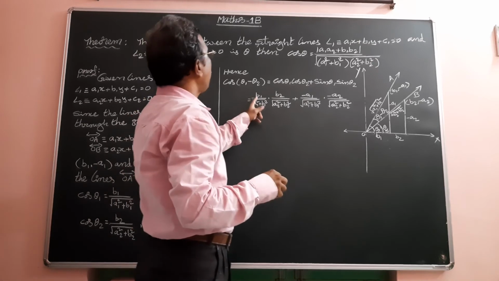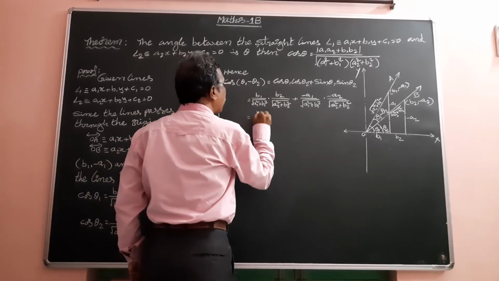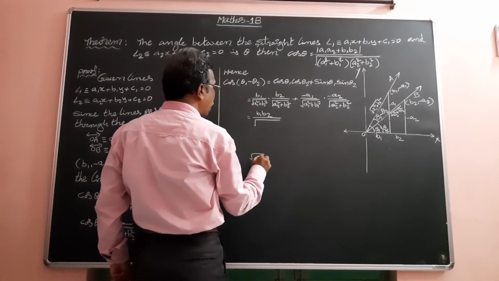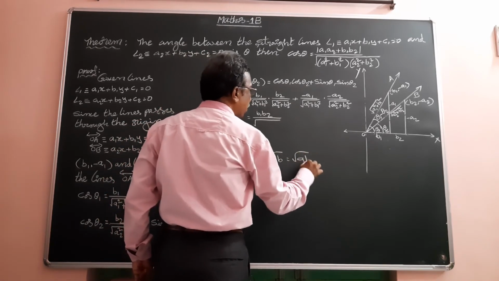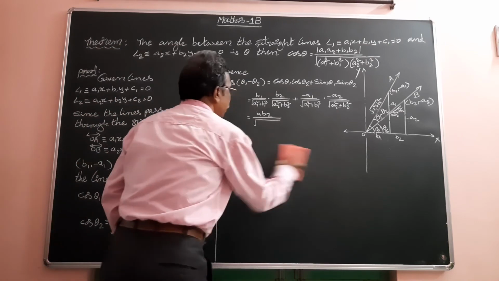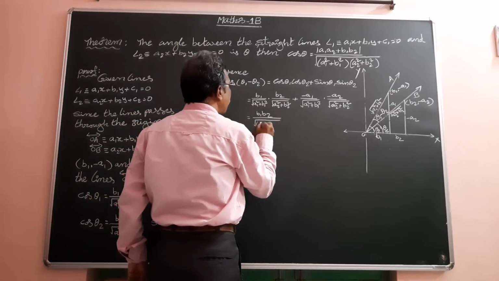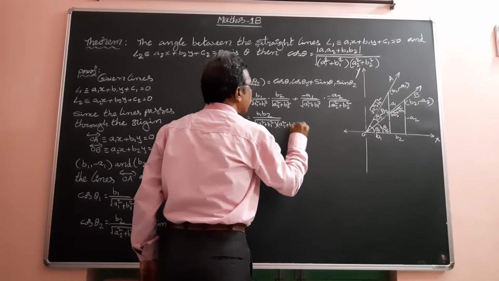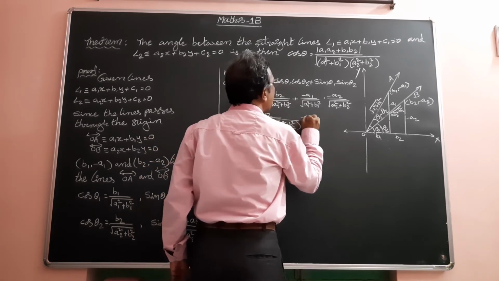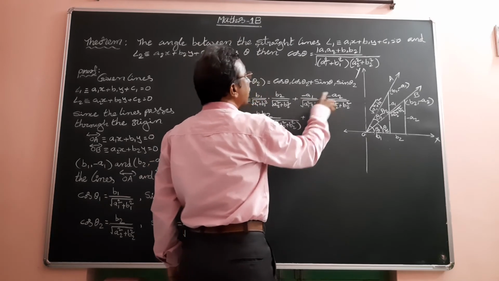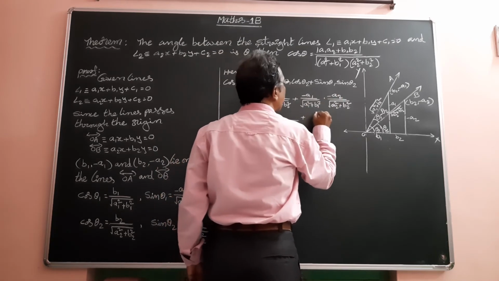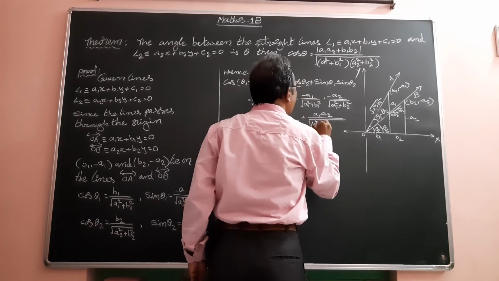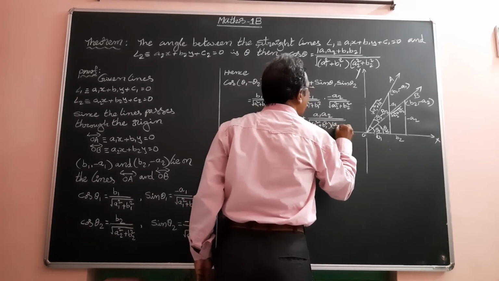Now we multiply numerator with numerator, denominator with denominator. b1 into b2 by, now root a into root b equals root ab, that is root of a1 square plus b1 square into a2 square plus b2 square, plus a1 into a2 by root of a1 square plus b1 square into a2 square plus b2 square.